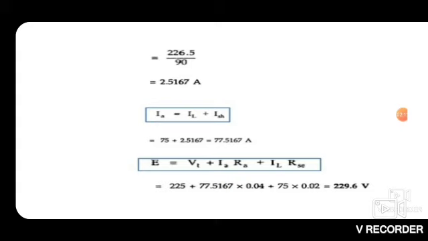Then the formula for EG equal to VT plus IARA plus IL RSE. VT is 225 volt. IARA is 77.5167 into RA which is 0.04 ohm, plus IL is 75, RSE is 0.02. Therefore the answer for the EG is 229.6 volt.